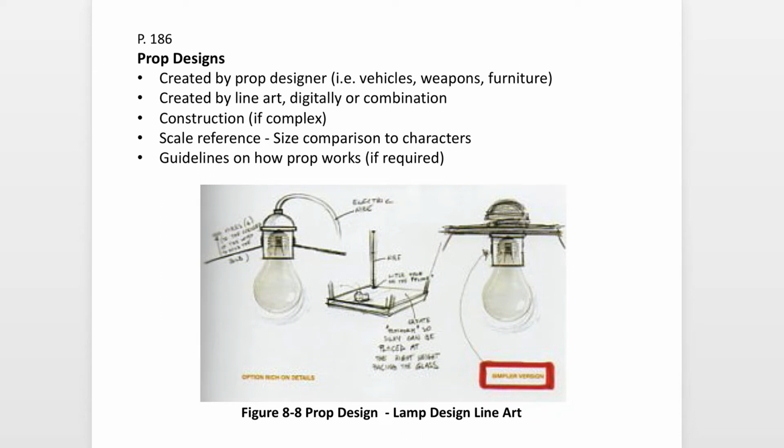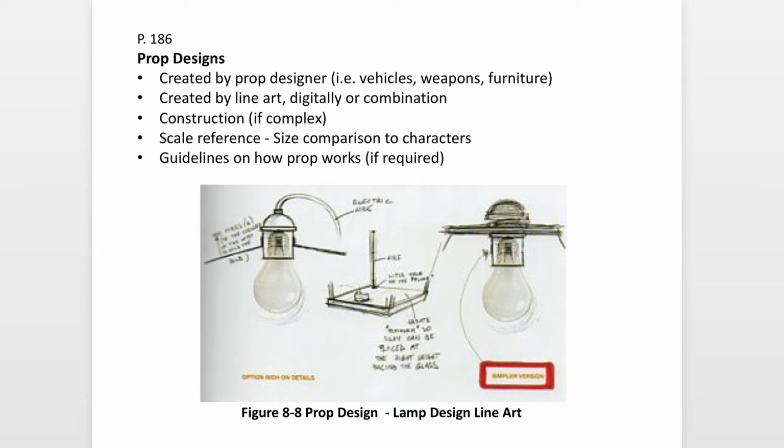On page 186, you'll read about prop designs. These are created by the prop designer, for example, vehicles, weapons, and furniture. They're created by line art, digitally, or a combination of digital art and line art. You need to give instructions on their construction if it's complex, and you have to show a scale reference, their size compared to other characters or other objects. And you need to provide guidelines on how the prop works if that's required.